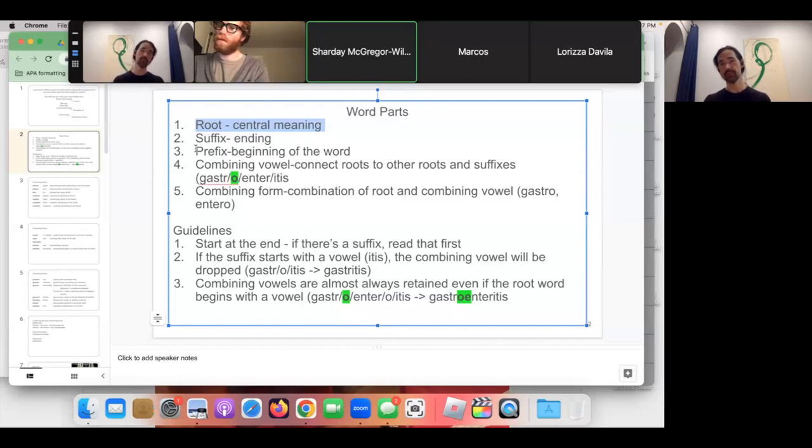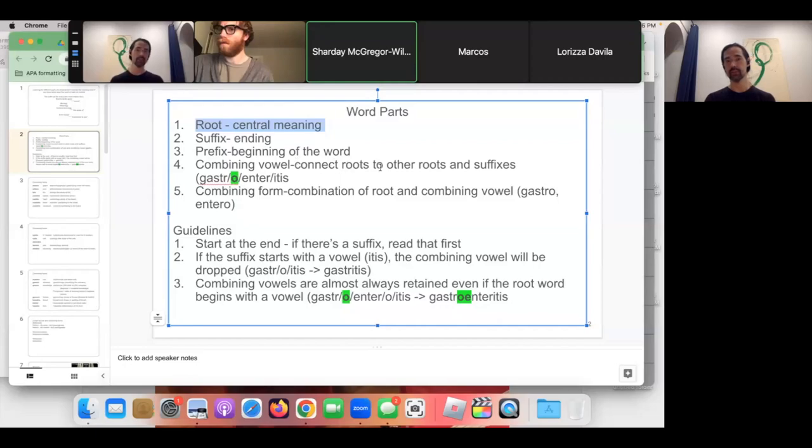Some of them will use prefixes. Prefixes that are familiar to us as body workers are things like ab, which means away from. So that's abduct, to conduct or to go away. Ad, as in adduct, to conduct toward, duct being a passageway. So we're going to get into suffixes, and we're going to get into some prefixes.